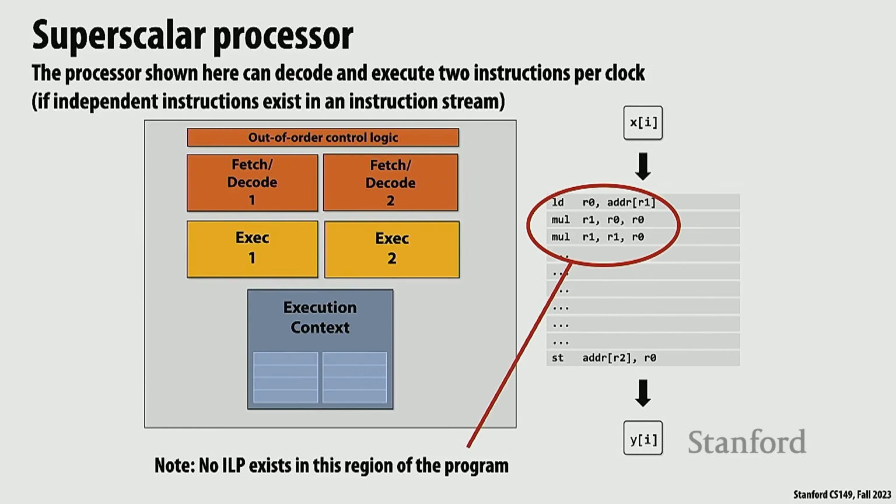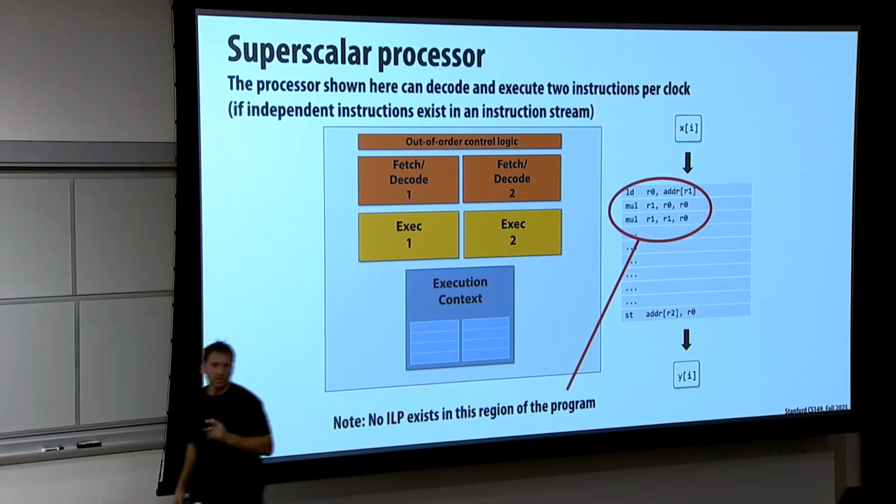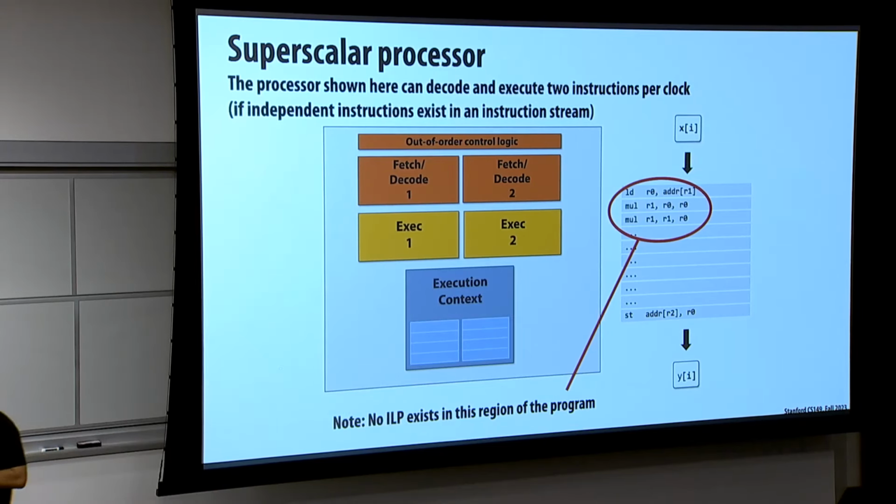But in this program, or at least in this region of the program, there's not any ILP. In those instructions that I chose, they are all dependent. So this processor, if it was running that sequence of instructions, is only going to be making use of one of these execution units and one of these fetch and decodes. There's no ILP here.